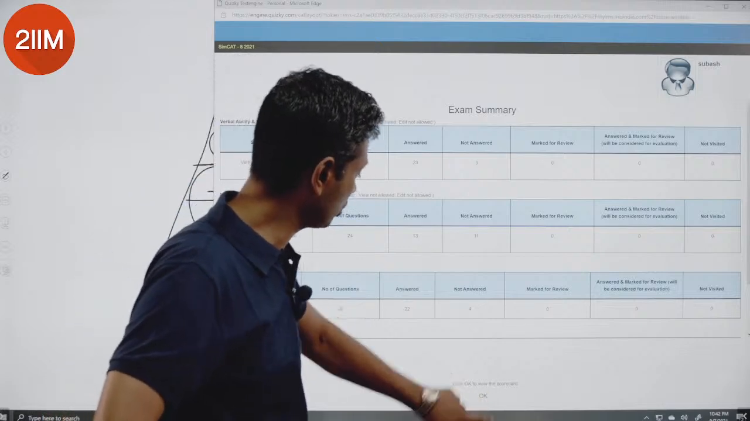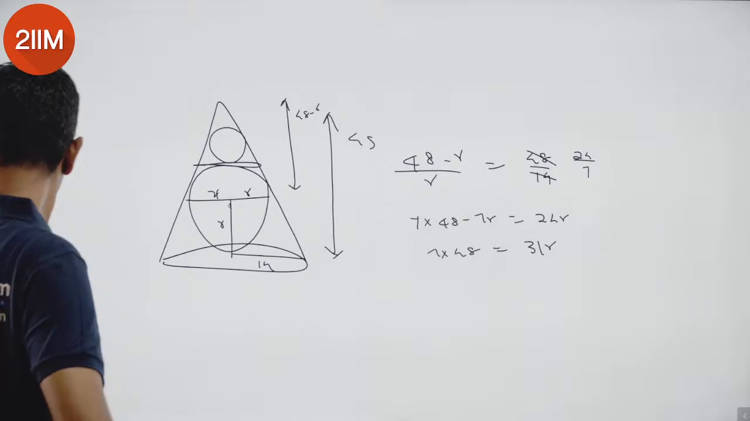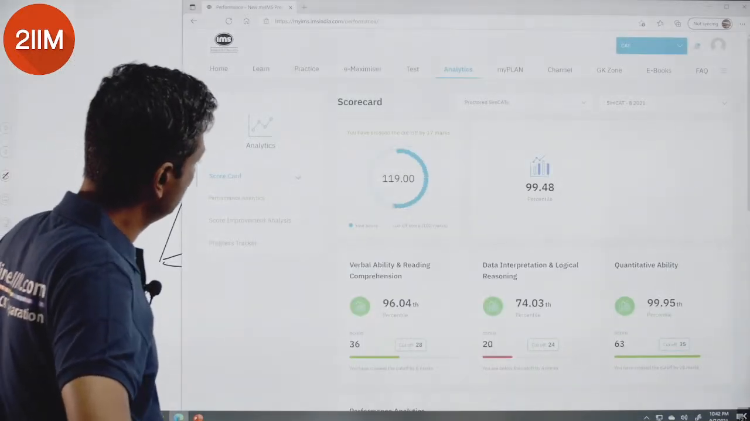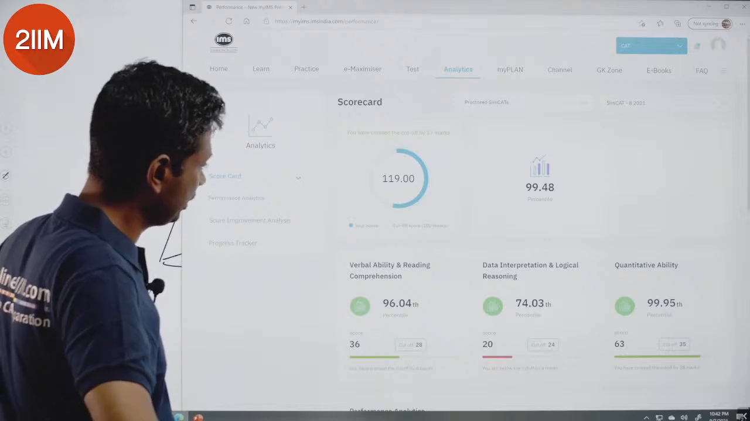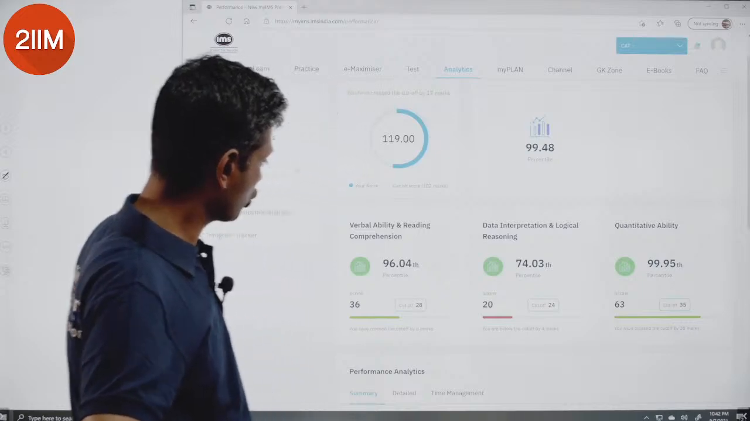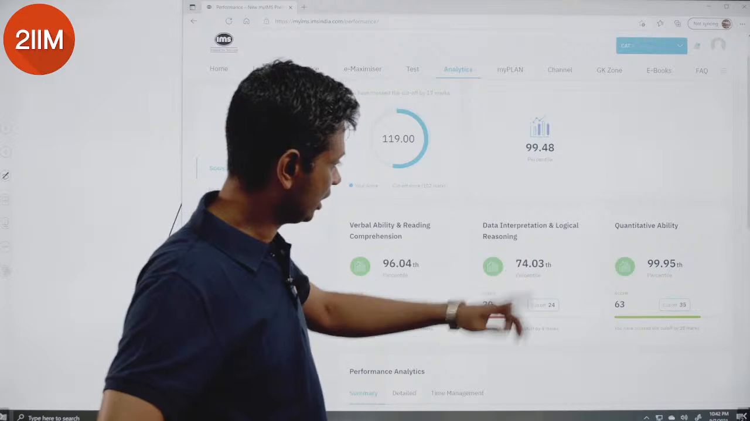Click to view the scorecard. Let's look at this. $119. This is a disaster. 74.03. Score is 20. Cutoff is 24. I completely selected the wrong passage and that went off.